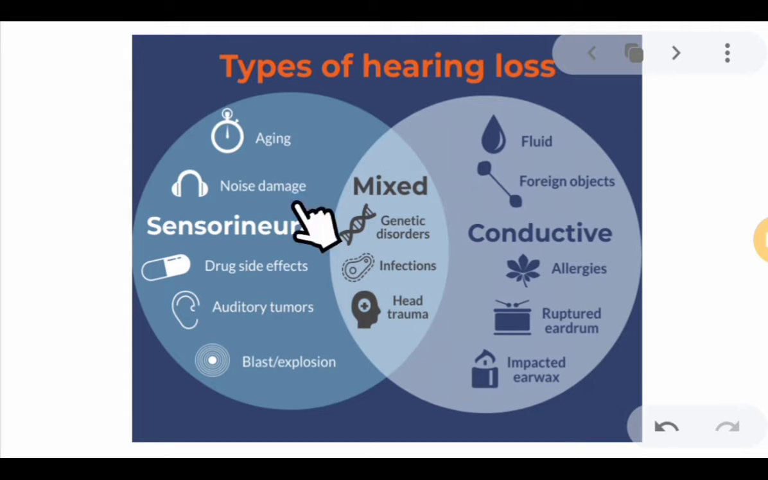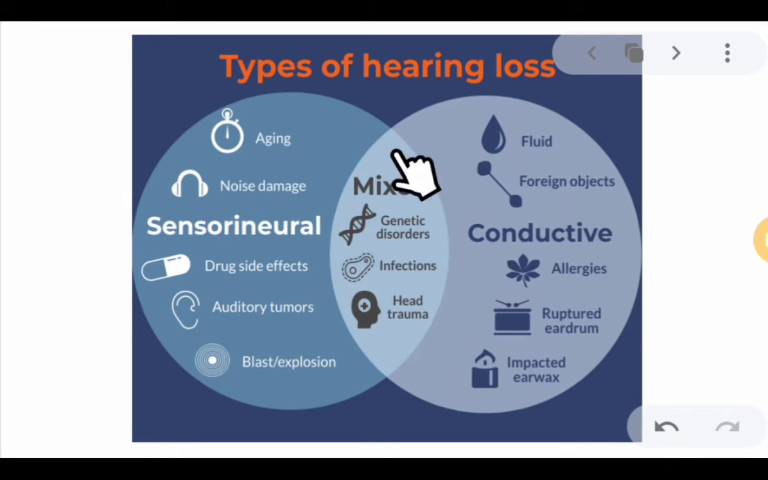Then we also have, for sensory neural, aging. Aging causes the deterioration of the neurons, then noise damage, then drug side effects. When you have drug side effects, it will affect your neurons and the transmission of sound. Auditory tumors, cells that have damaged cells. Then blast or explosion, because that consists of too much noise. It will have a great impact on your ears.